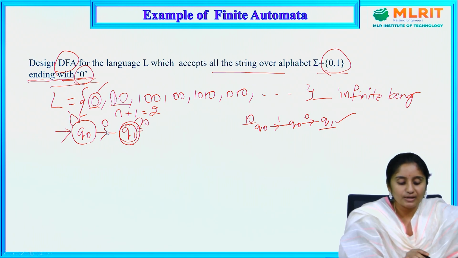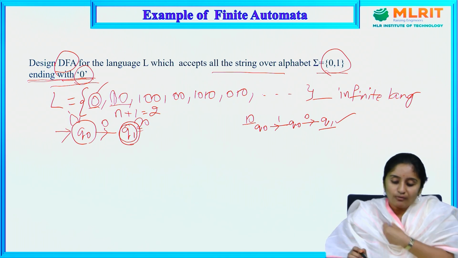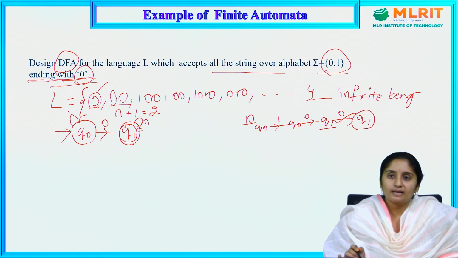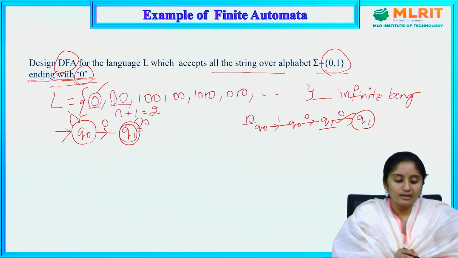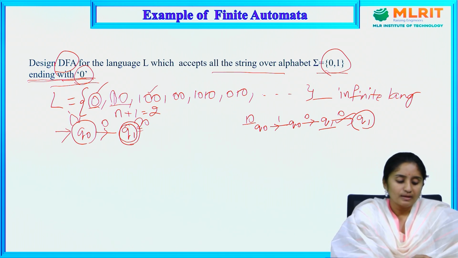Check how it is accepting 100. If I keep 10 and then 0, again it is reaching my final state. So the string is accepted. The next string is 100, it is accepted. See the next string 000, the string is accepted.